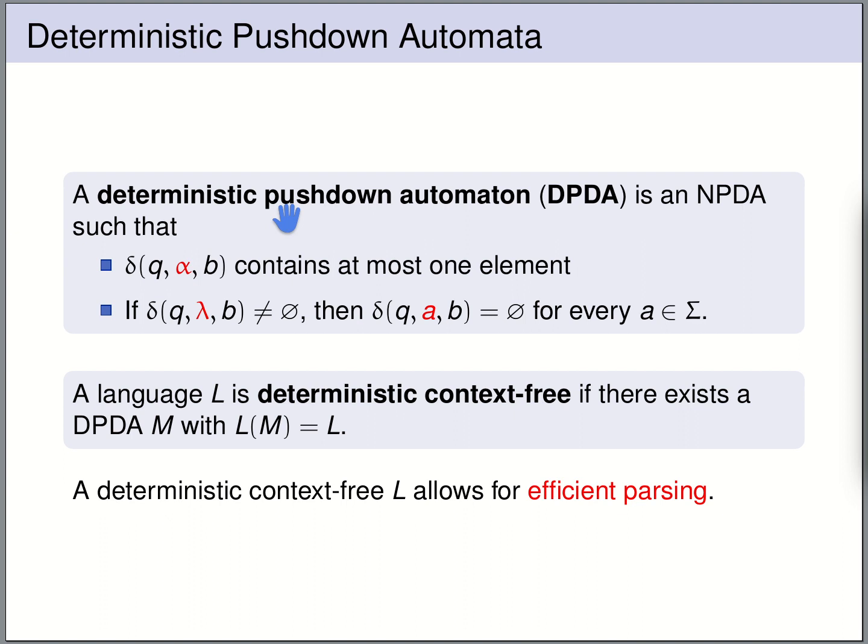A language is called deterministic context-free if there exists a deterministic pushdown automaton that accepts the language. And the nice thing about deterministic pushdown automata is that it's very efficient to check whether a word is accepted by the automaton. There's never a non-deterministic choice, so we can simply read the word and we immediately know whether it's accepted or not. And this also means that deterministic context-free languages allow for efficient parsing.